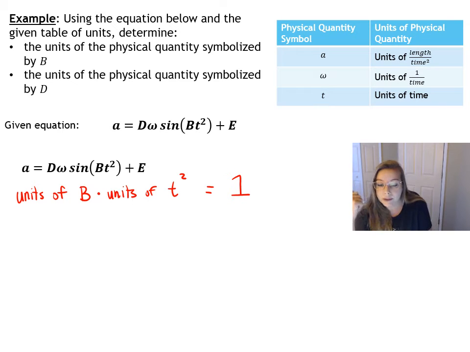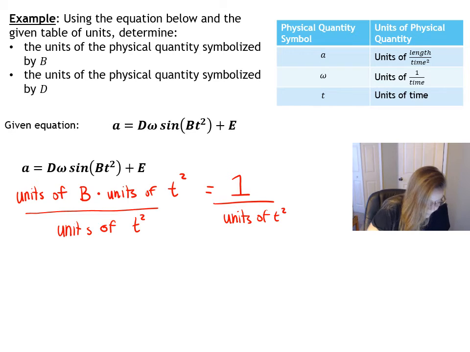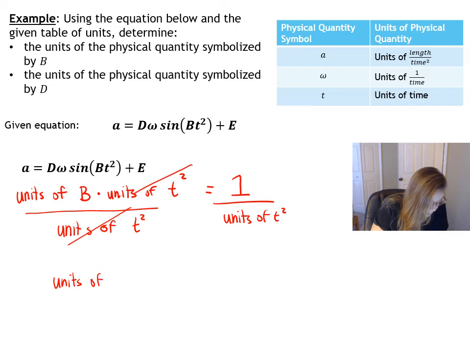So then the next thing I'm going to do is algebraically solve for the quantity that I'm looking for. I'm trying to figure out the units of B, which means that I need to divide both sides of this equation by the units of t squared. That takes them out of the left-hand side of the equation and moves them over to the right-hand side. And so now I finally see that the units of B have to be equal to 1 divided by the units of t squared.